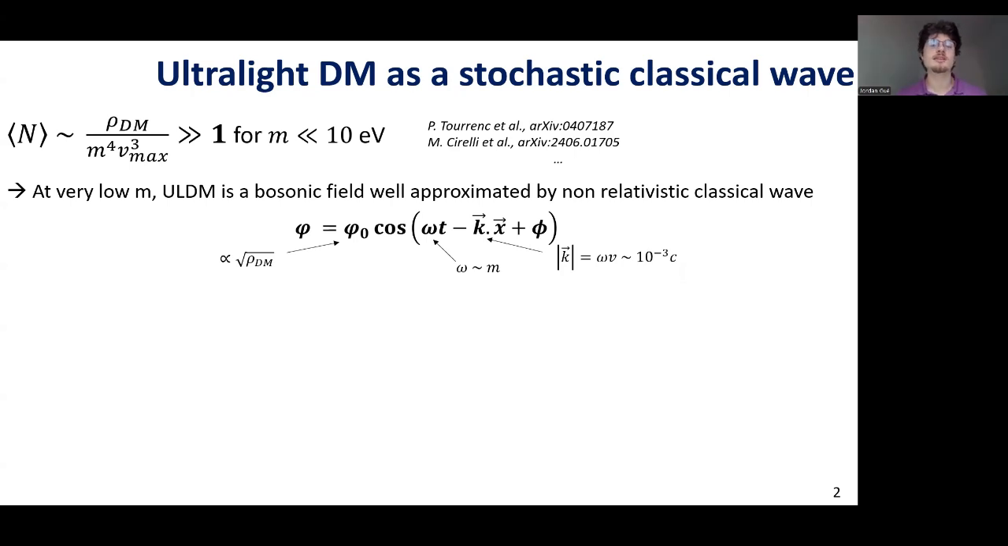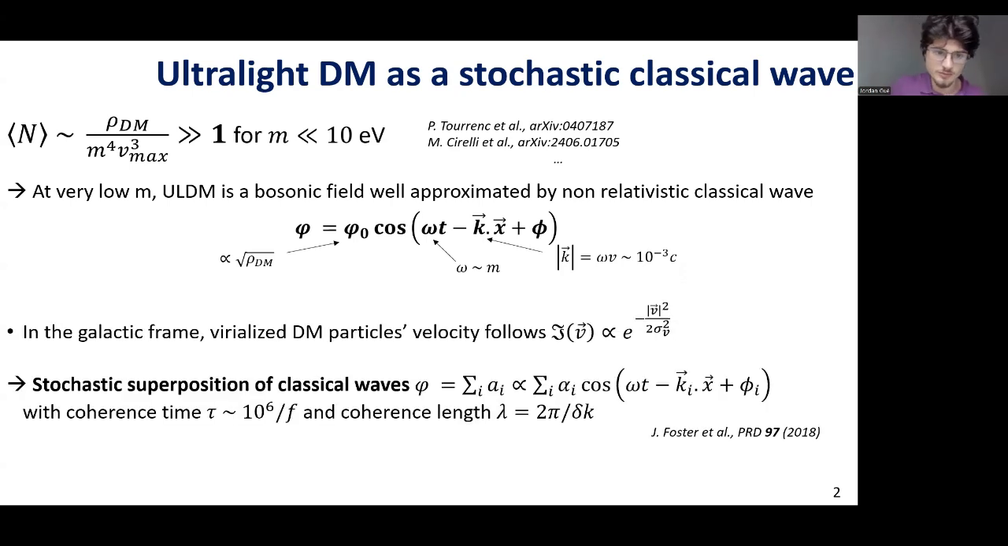And so in this case, the field is necessarily bosonic, and in fact is well approximated by a non-relativistic classical wave, which has this form. Here phi naught is the amplitude, which is related to the local dark matter energy density. And you have a wave that oscillates at the Compton frequency of the field and which moves at a relatively low speed, so 10 to the minus 3 times the speed of light, which essentially corresponds to the galactic velocity. Of course, this expression is valid in the solar system reference frame.